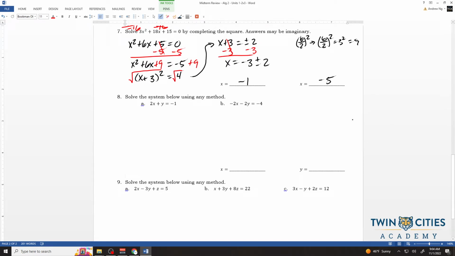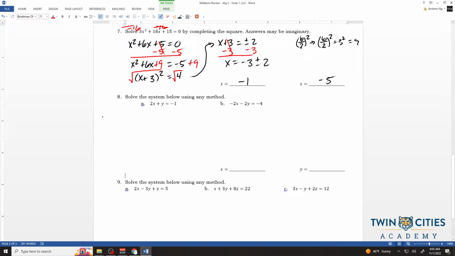All right, 2 more problems. Number 8, solve the system using any method. So that means that I can solve this system of equations using either substitution or elimination, whichever one you find more comfortable. When I look at this problem, I see that I've got 2x plus y equals -1. I could easily subtract 2x from both sides, get y by itself, and then use that to substitute into my other equation. So I think I'm going to solve this one using the substitution method.